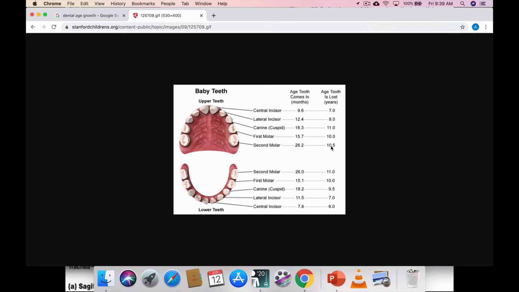So this is how the growth of the teeth occurs according to age in children. After these teeth fall down, the permanent teeth start to come. So don't damage the permanent teeth. That's very important.